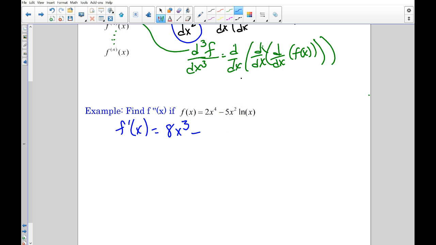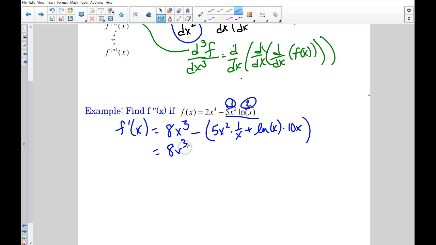And then the second part, this is a product rule, so 1 and 2. So it'll be 1, 5x squared, times the derivative of the second, which is 1 over x, plus 2 d1, so 10x. And I'm just going to clean this up a little bit: 8x cubed, distributing the minus sign and simplifying at the same time, minus 5x minus 10x ln x.